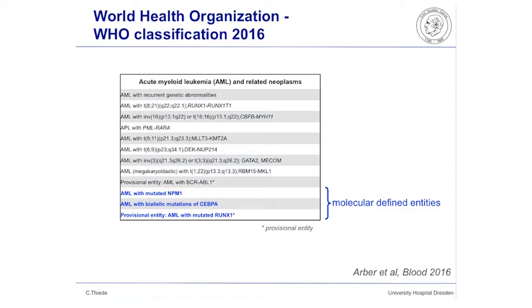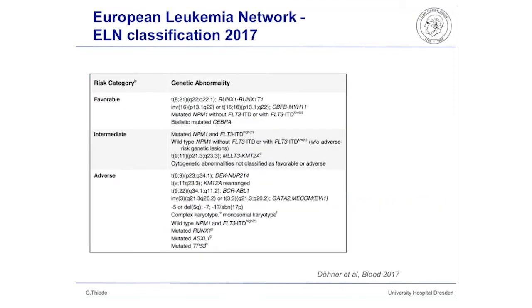The most recent release of the WHO classification, released last year, already carries several only molecularly defined alterations in the list of changes used for the classification of patients with AML, namely patients with mutant NPM1 as well as biallelic mutations of CEBPA-alpha, and also a provisional entity defined by the presence of mutations in the RUNX1 gene. And this is not the stopping point.